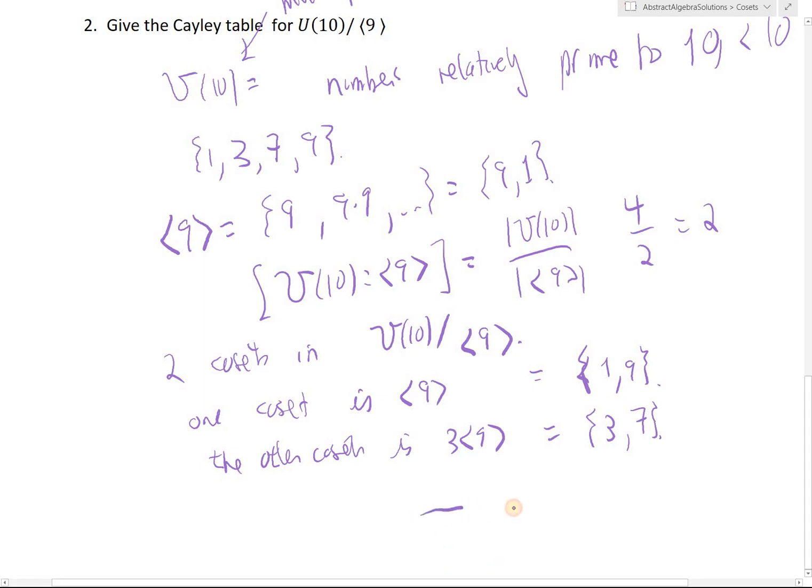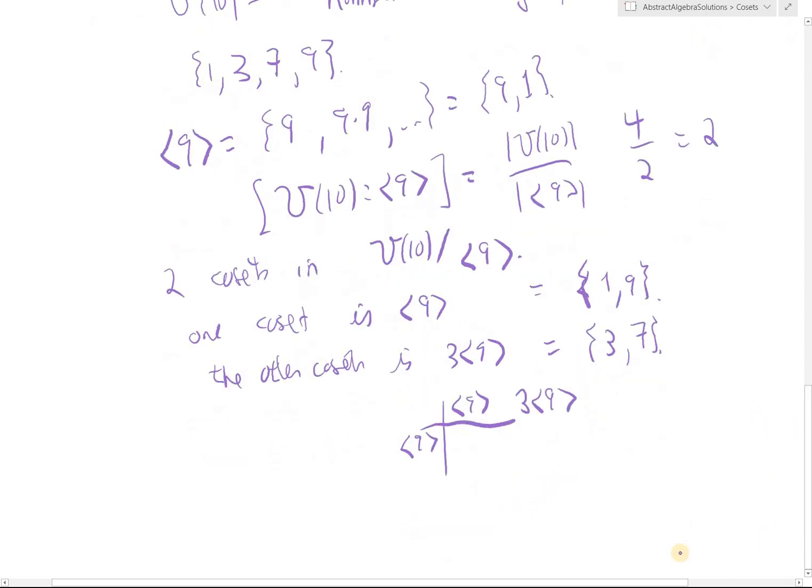All right? So let's set up the Cayley table. One Cayley table is, I could write it this way. I could also write it in set notation. That's fine. The other coset is this one, with 3 and 9. Now if I take any element in the coset of 9, multiply by any element in the coset of 9, I'm going to get the same coset.